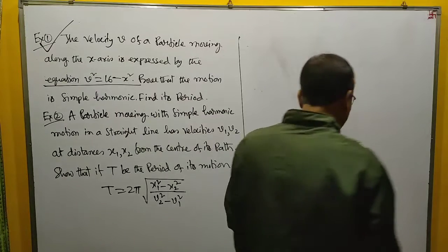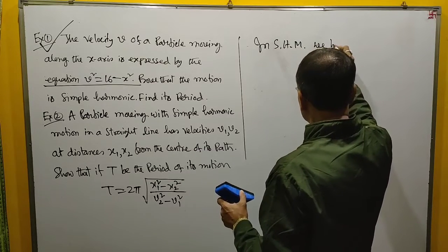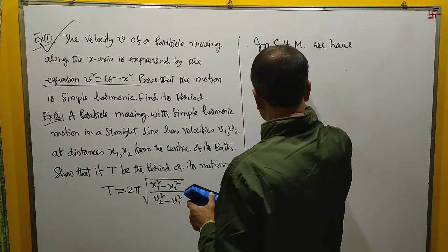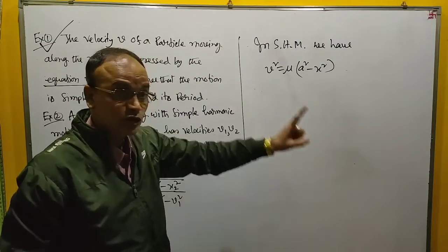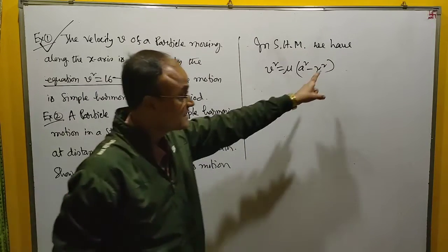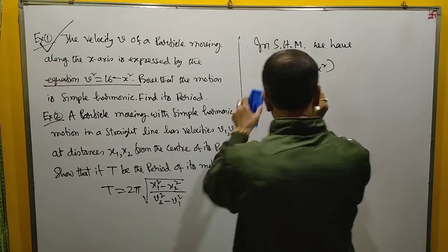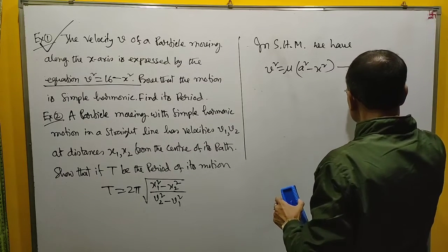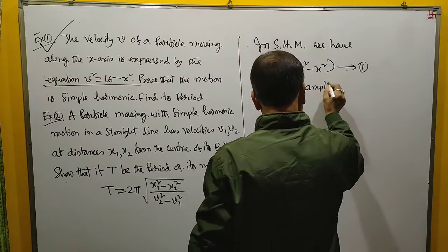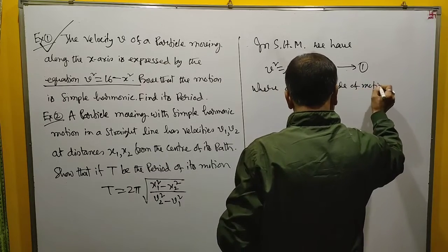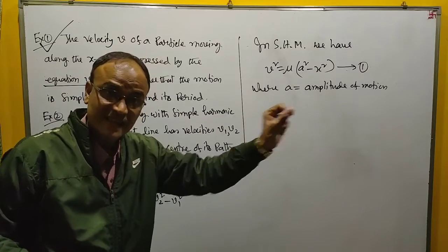Now, in simple harmonic motion, we have v square equal to mu into a square minus x square. What is a? a is the amplitude of motion. v is the velocity of the particle when it is at a distance x from the center of force.